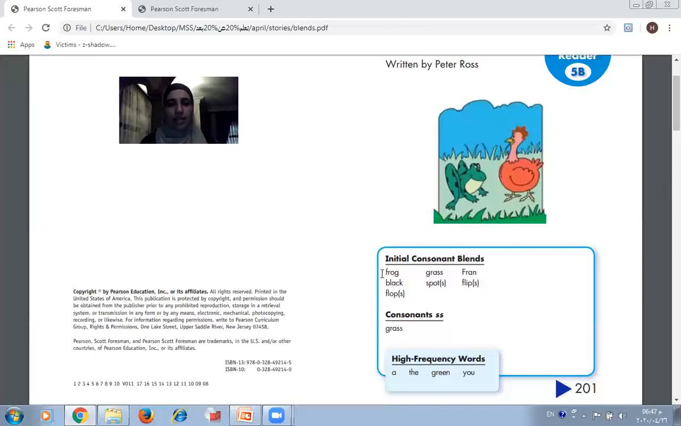Let's read the words here. You have frog, grass, Fran, black, spot, lip, lop. Okay, let's start reading.